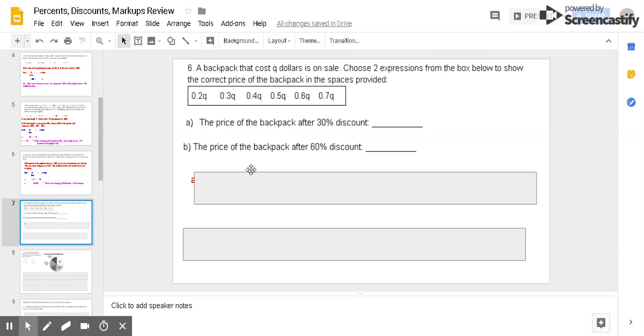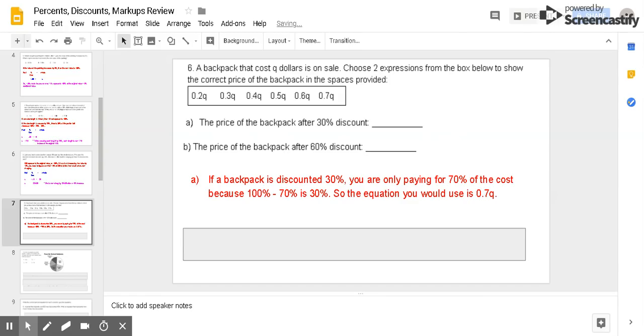All right, let's look at the next question. A backpack that costs Q dollars is on sale. Choose 2 expressions from the box below to show the correct price of the backpack in the spaces provided. So for part A, if the backpack was 30% off, it's discounted 30%, you're only paying for 70% of the cost, because 100% minus 30% gets you 70%. So the expression you would need to use is 0.7Q.